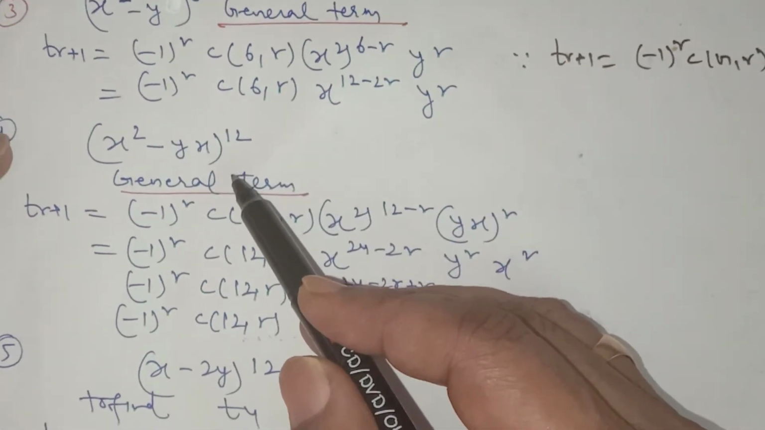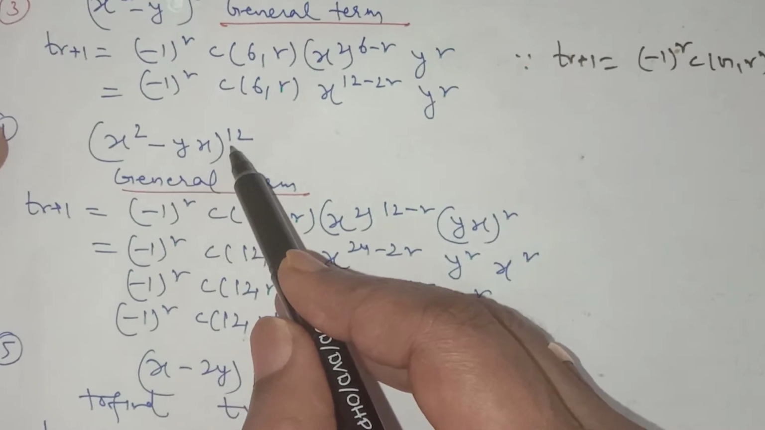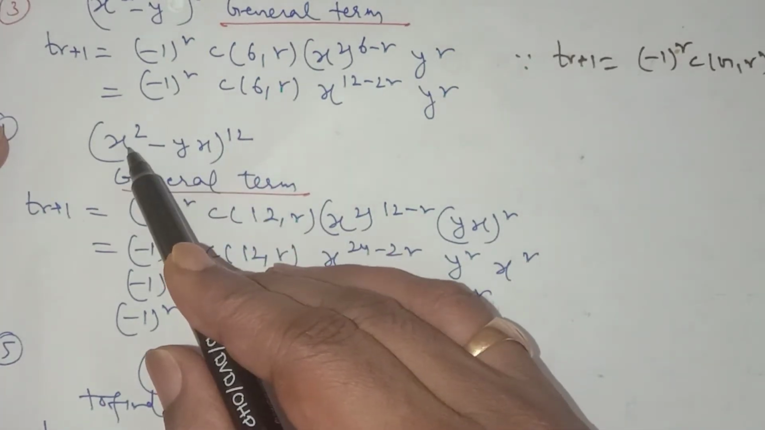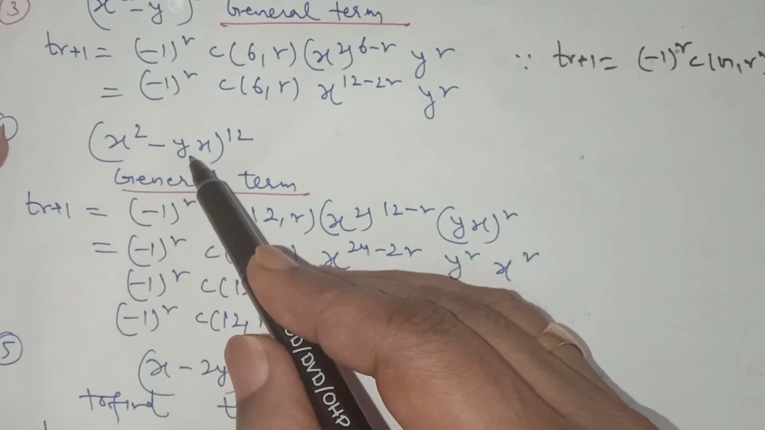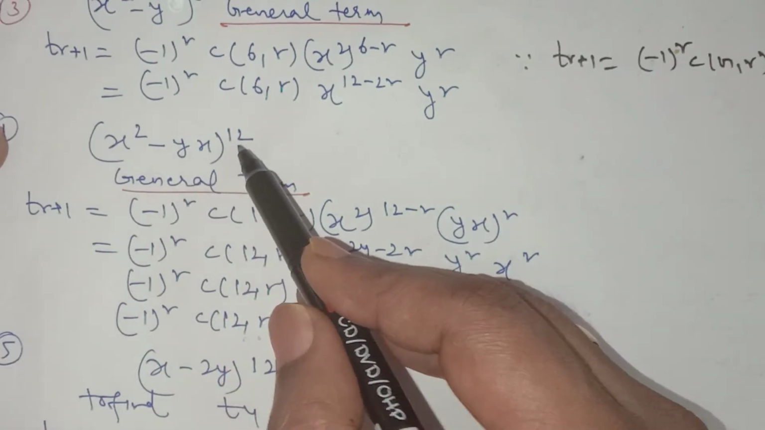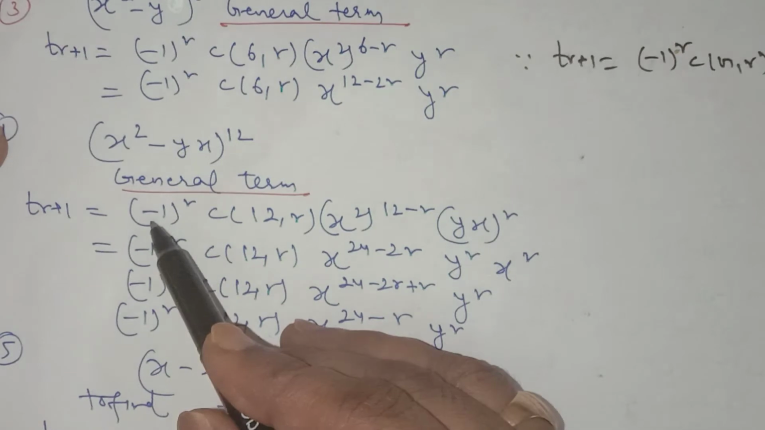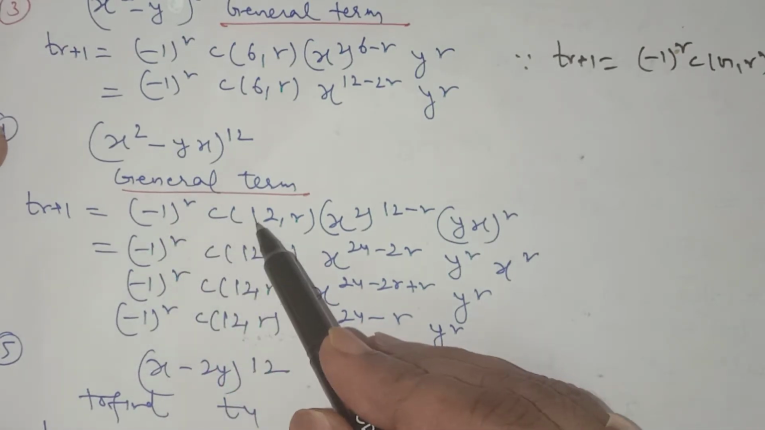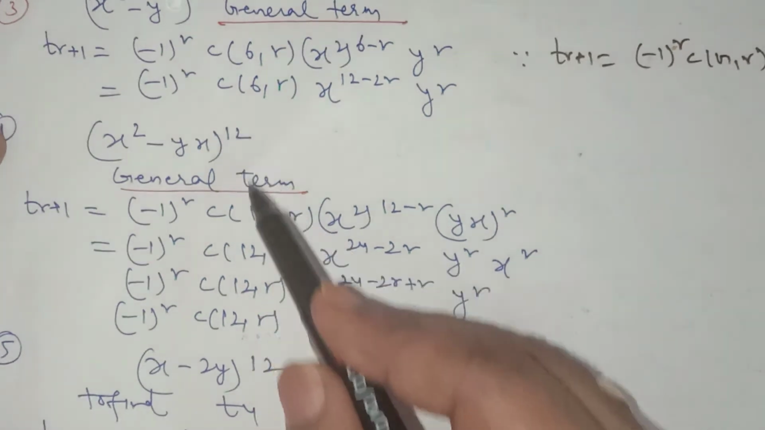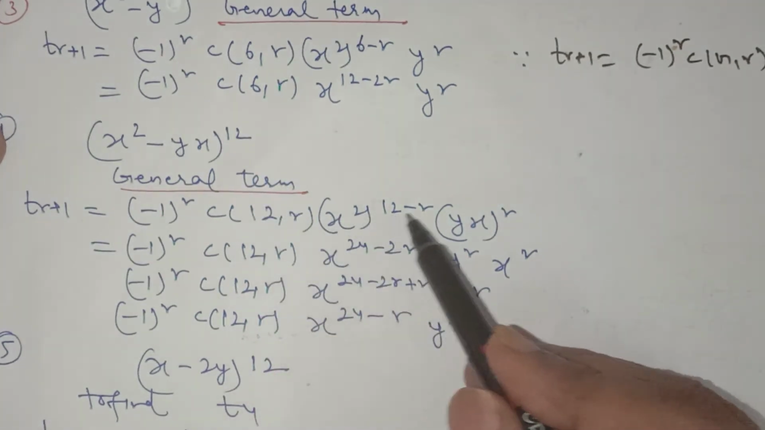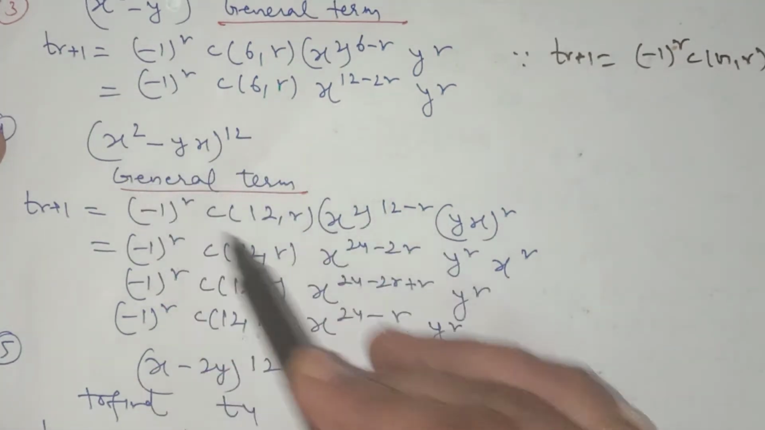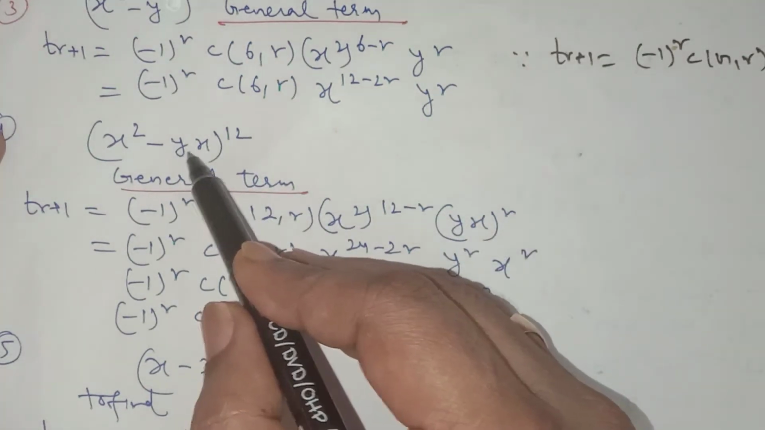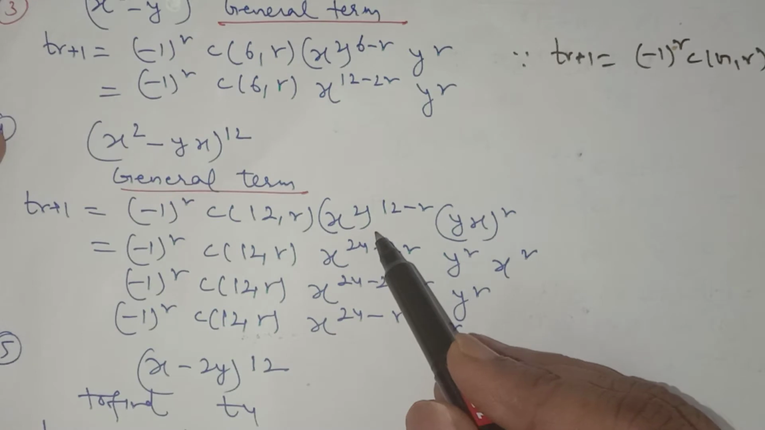Similarly in question number 4, (x² - yx)^12, you have to find the general term. So in place of x we have x², in place of y we have yx, and in place of n we have 12. So T(r+1) is equal to (-1)^r C(n,r), in place of n we have 12, x^(n-r). In place of x we have x², and y^r. In place of y we have yx. Simplify as far as possible.